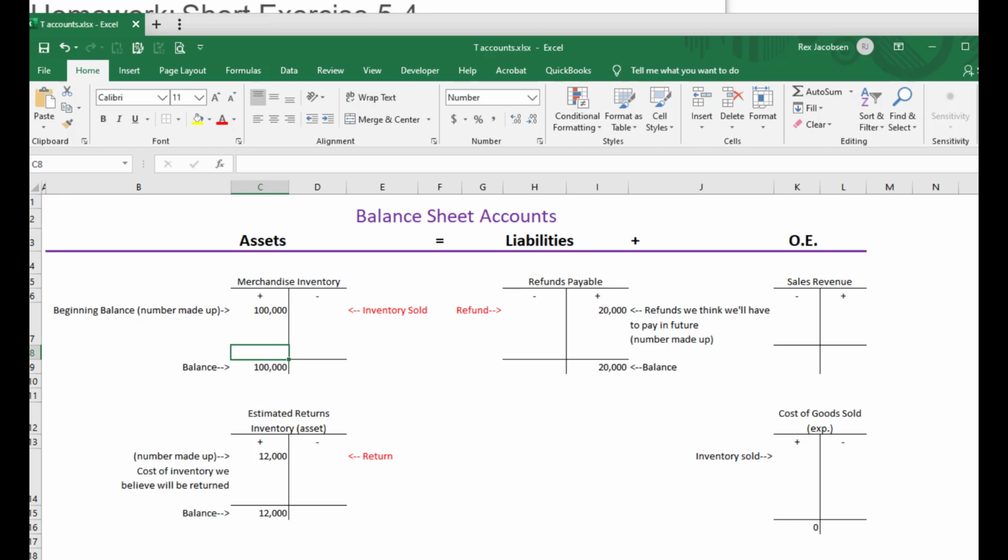So the company has two inventory accounts, merchandise inventory and estimated returns inventory. So they have $100,000 of physical inventory available for sale, and they have $12,000 of inventory that they think will be returned in the future. But at this point, they only have $100,000 of actual physical inventory. So now that we have these accounts set up and we have some numbers available, it will make more sense when we work through it.